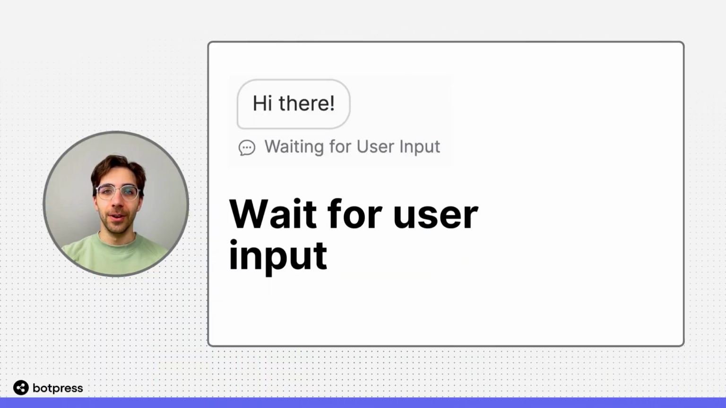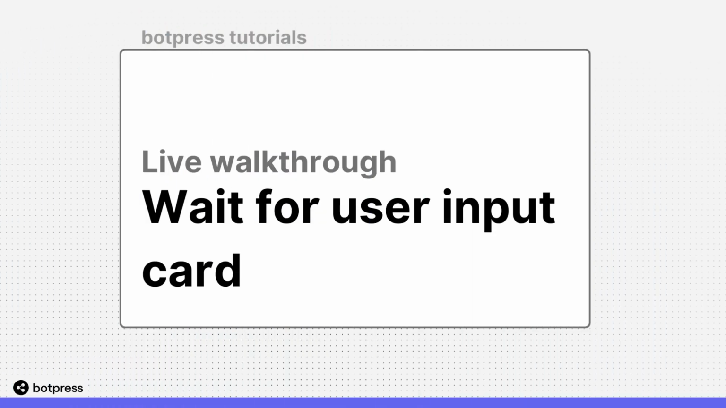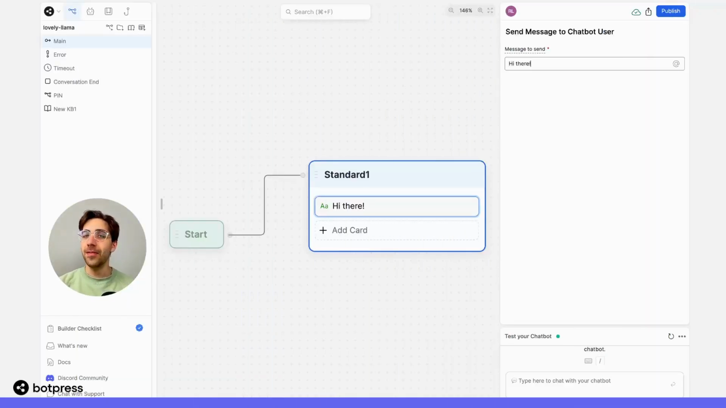In this video, I'll show you how to set up your bot so that it waits for user input without having to send a message or prompt your user with a question. Let's say I have a bot that welcomes our user, and I want my user to be able to ask a question without being prompted for one. In this way, we might design the conversation to feel a bit more natural.